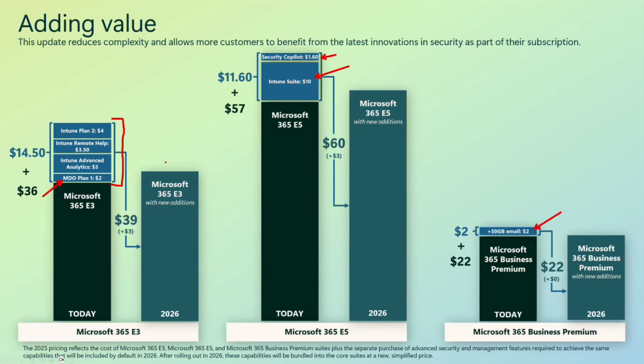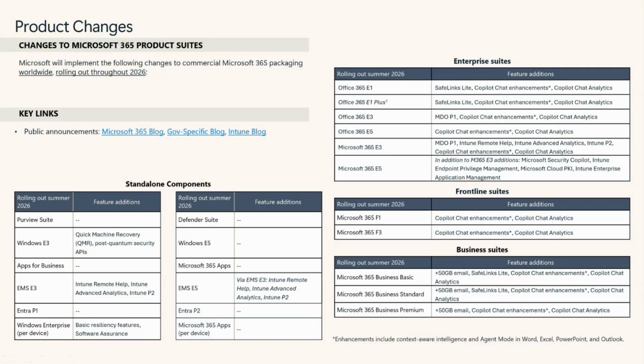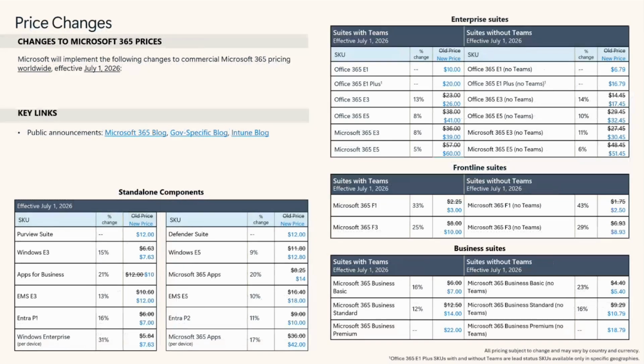So the key takeaway here is if you have any of these add-ons today, bought separately, after July, they will probably be included in your E3 or E5 suites. I'm just adding this to the slide deck, not going to go through it, but this is a summary of all the packaging product changes. Skipping to the next one, which is all the price changes. Quickly look at the most interesting ones.